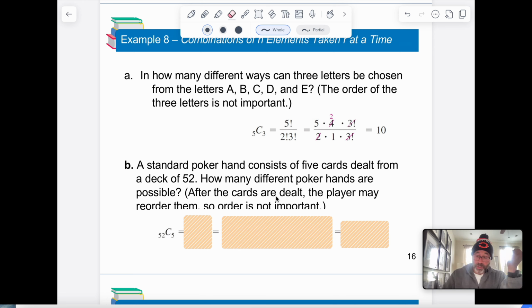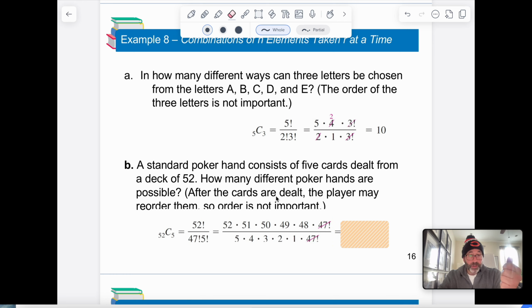So if we have 52 cards, I'm going to give you 5 cards. So go ahead and simplify this using all your different steps that you would use to break this down. We end up with 2,598,960 hands. This is how many different hands you can get in a standard game of poker if you were dealt 5 cards right out of the gate.